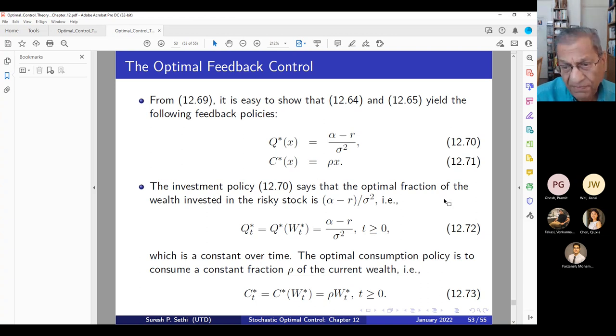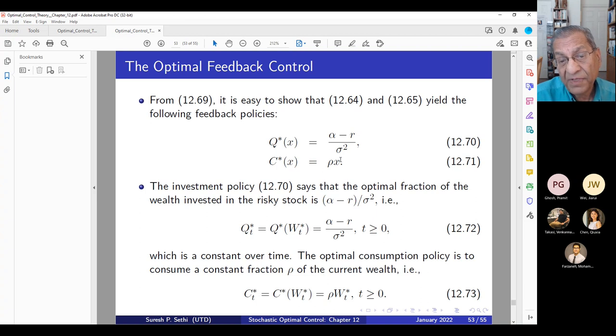And the optimal fraction of the wealth invested in the risky stock is this. So Q star at any time T, or W star T, is exactly this for all T. The optimal consumption C star of W star T is rho W star T for all T.